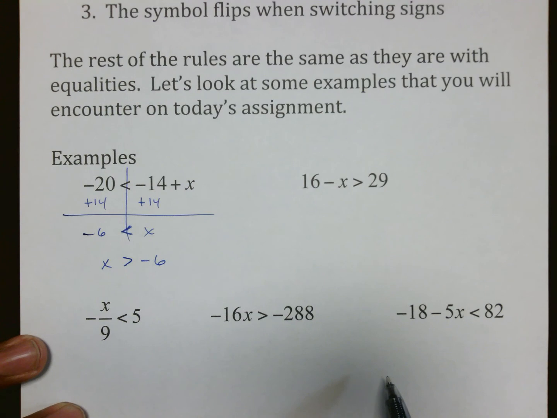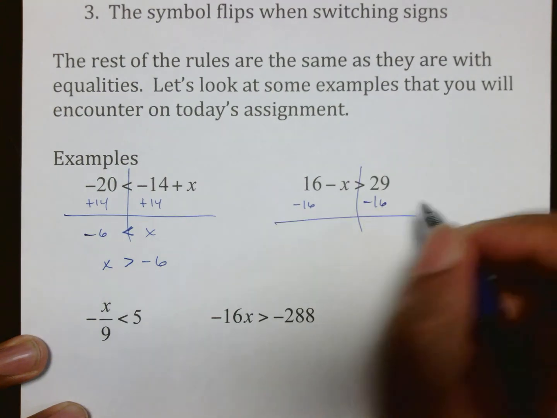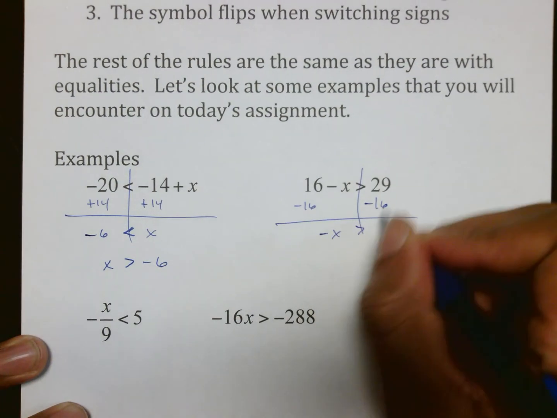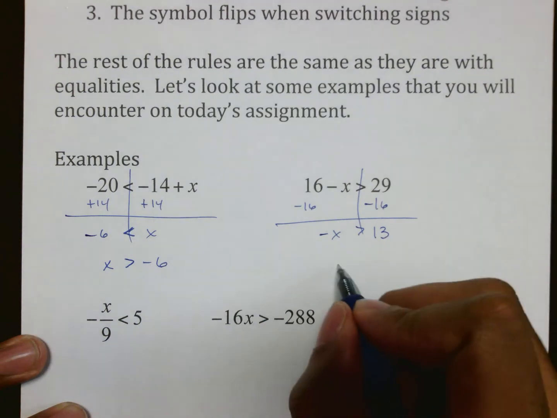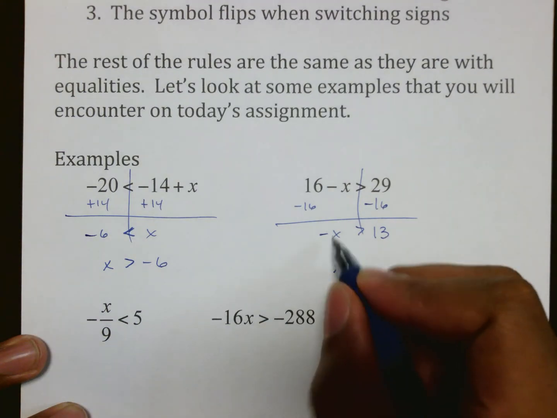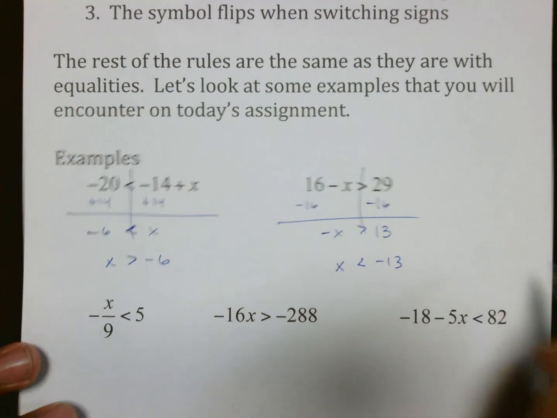So I'll just do one more real fast just to kind of show, and then we'll call it a day. So here we would subtract 16 because, again, we want to get x by itself. We will get negative x, copy the sign, and get, I think, 13. The problem is that our x is negative, and this is where I'm trying to show you to make sure you switch your x, because when you switch your x, the sign changes and the 13 changes.